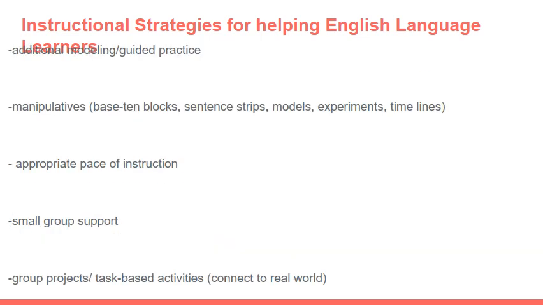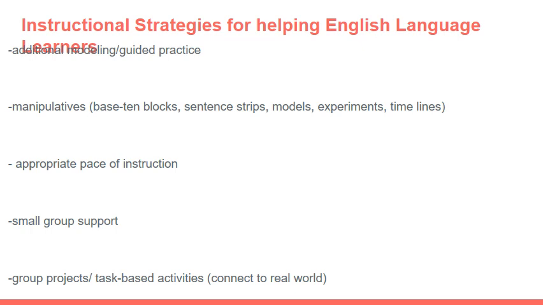Other instructional strategies for English language learners include providing additional modeling or guided practice opportunities so that students are successful. You could also provide manipulatives when solving especially math problems, but you could also use other types of manipulatives. So manipulatives could be base 10 blocks, it could be counters, it could also be things like sentence strips or alphabet letters or magnet letters. You could provide models and experiments. Those are all forms of manipulatives.